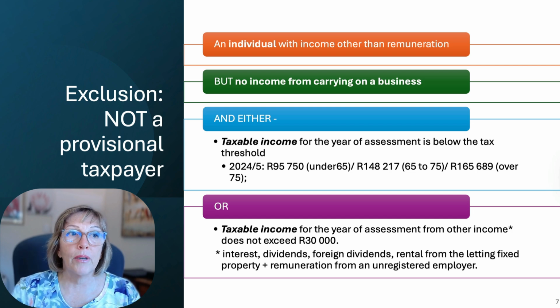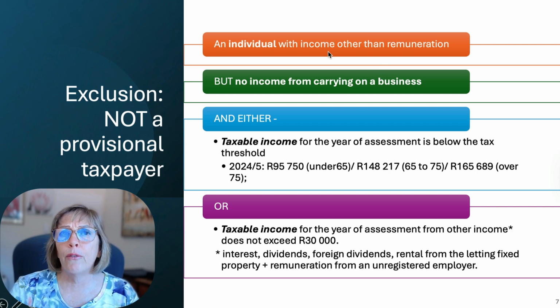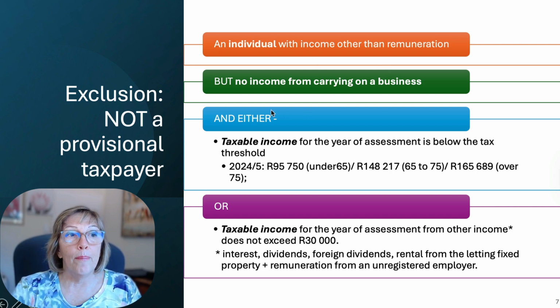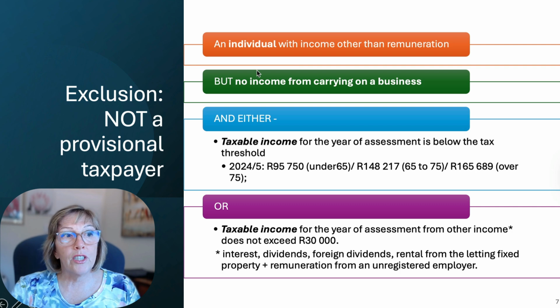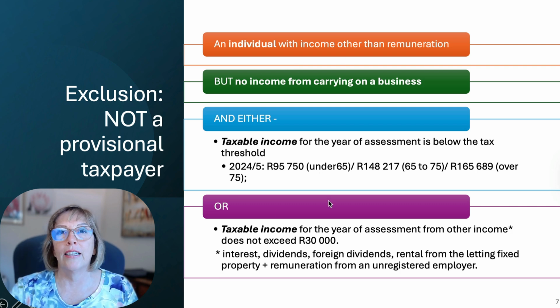If you're not carrying on business, your own business as a sole trader, but you've got other income, like, for example, interest, dividends, rental from property that you might rent out, okay, that sort of thing. So if you have other income, then you would be a provisional taxpayer. But if one of these conditions applies and you don't carry on business, then you're not a provisional taxpayer.